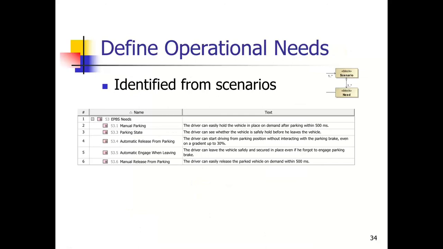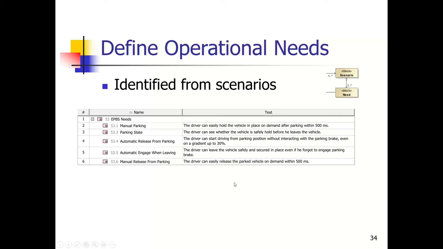Once we have a clear set of good operational scenarios, we can start to extract those needs, as José Luis was talking about before, from the perspective of the user: what does he need? For example, that the driver can easily engage the brake to retain the vehicle after parking within a determined time, or that the driver can leave the vehicle even if he didn't remember whether he engaged it or not, or that the car is secure in place, because in the end the system is going to recognize that hazardous situation and automatically engage.